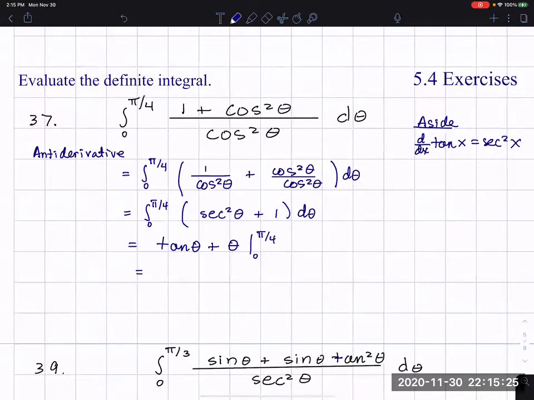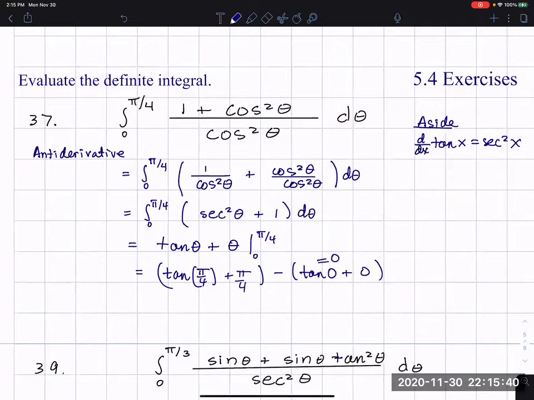And so I'm going to get tangent pi over 4 plus pi over 4. So I replace theta by pi over 4, minus tan 0 plus 0. Tan 0 is 0. Tangent pi over 4 is 1. Of course, it's better if we just knew that, but we could do a right triangle where, if you remember, pi over 4 corresponds to 45 degrees.